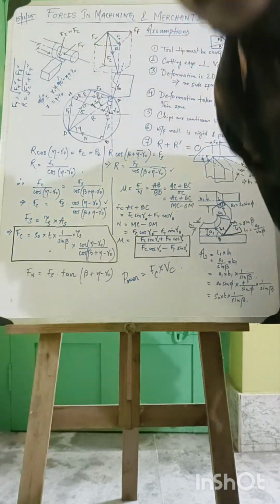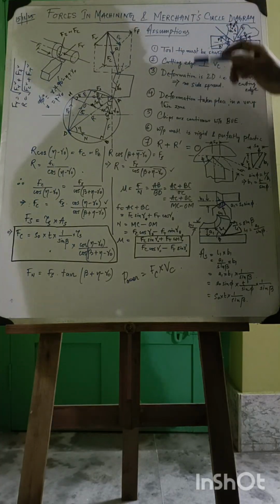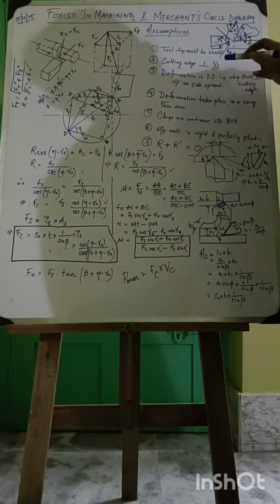I am Oyan Banerjee. Today I will teach forces in machining and the Merchant circle diagram. First, the assumptions for the Merchant circle diagram. One, the tool tip must be sharp, that is the chip must make contact only with the rake face. Two, the cutting edge must be perpendicular to the cutting velocity vector.